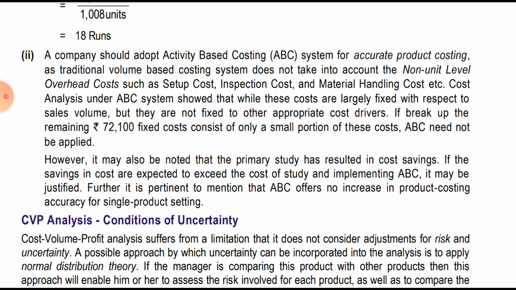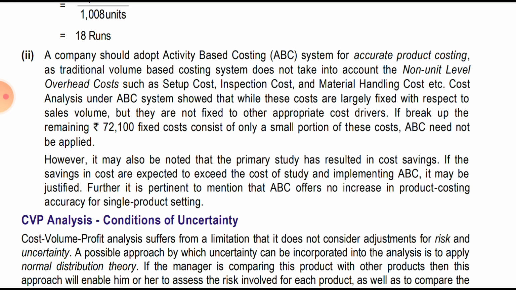Even though all costs are fixed with the sales volume, they are not fixed to the appropriate cost driver. If the breakup of the remaining 70 to 100 consists of only a small portion of the total cost, then ABC need not be applied. So ABC will not be applied basically.